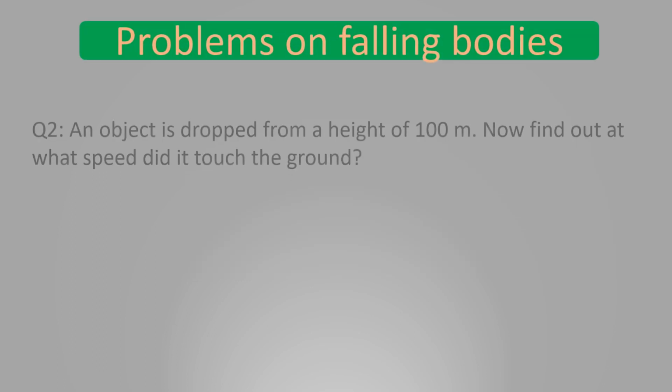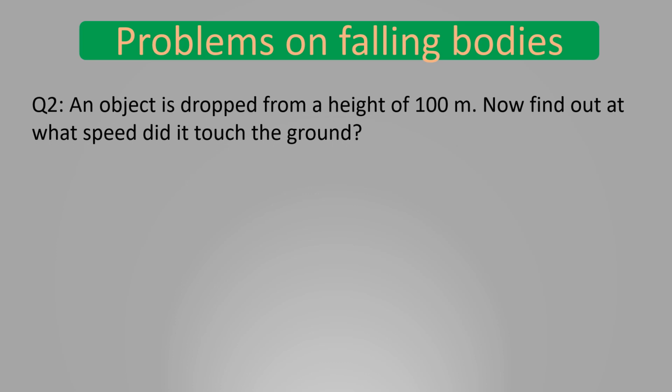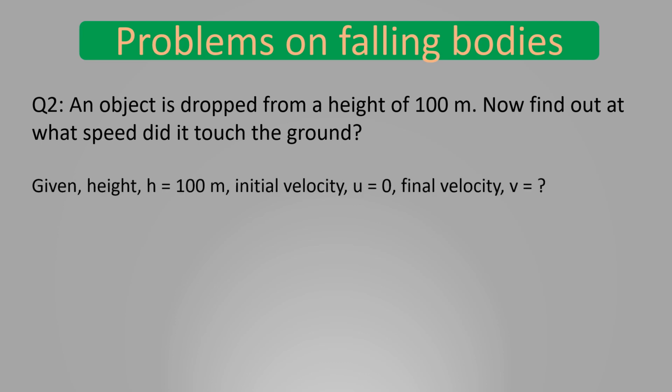So using Galileo's principles, we're going to solve a problem. The problem is: an object is dropped from a height of 100 meters. Find out at what speed it touched the ground. We are given that the height of the object h is equal to 100 meters, the initial velocity u is equal to 0, and we have to find the final velocity, the speed at which it touched the ground. From Galileo's principle, we know that v squared equals u squared plus 2gh, where g is the acceleration due to gravity and h is the height.